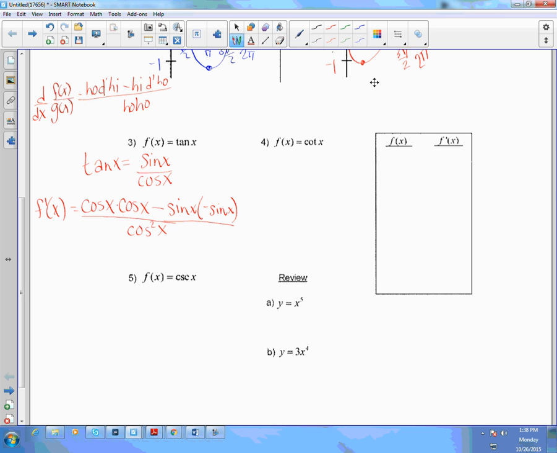Okay, so let's simplify and see what we did. And that equals, what's cosine times cosine? That would be cosine squared x. What's a negative sine x times a negative sine x? Plus sine squared x all over cosine squared x. The numerator is the trig identity that we use all the time. Cosine squared x plus sine squared x. So you want to know what that equals?